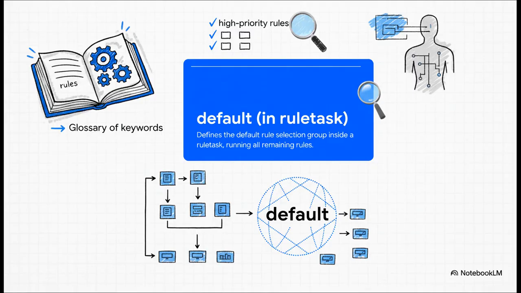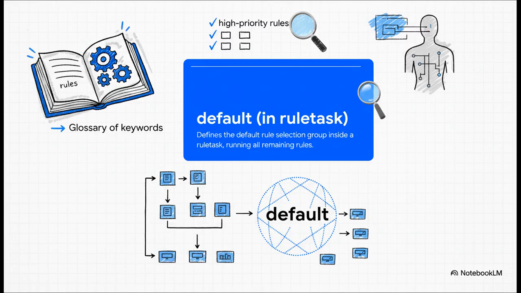Here we go again with another 2-for-1 keyword, default. Its first job is inside a rule task. You can list out some specific high-priority rules you want to run first, and then you can use the default keyword as a catch-all. It just tells the engine, okay, now run every other rule you've got that I didn't already mention.